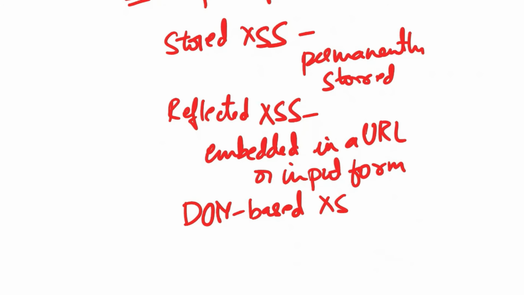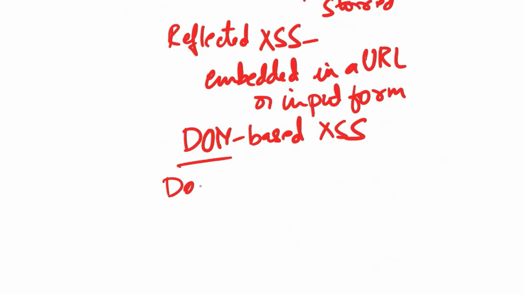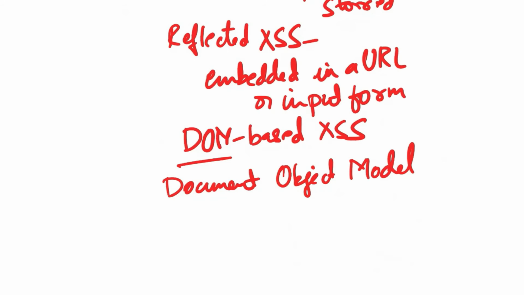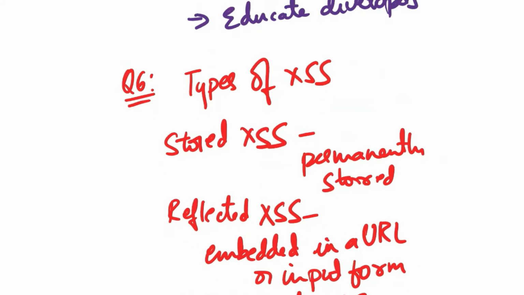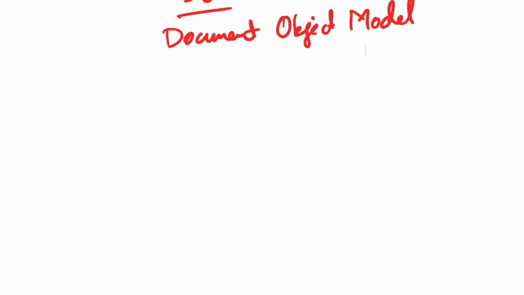Next is DOM based XSS. DOM is document object model. This attack occurs on the client side, where the client side script manipulates the DOM to execute malicious code. So these are some of the types. Let's go to the next question.